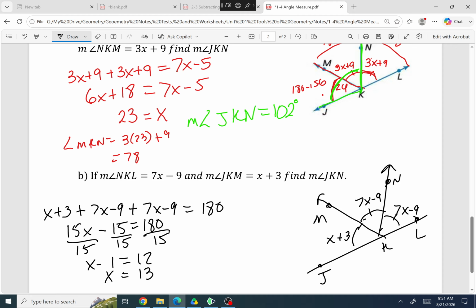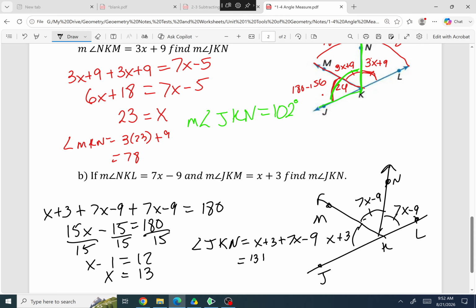All right. Is that the question? No. JK what? N. Well, angle JKN, you could do it a lot of different ways. Let's do it a different way, just because I want to show you multiple ways of doing this. JKN is going to be equal to what? X plus 3 plus 7x minus 9, right? And then I could just plug it all in there if I wanted, right? So what do I get? If I wanted to, I could just plug in 13 for all the numbers and get the angles and just add them together that way, but this will work too, right?